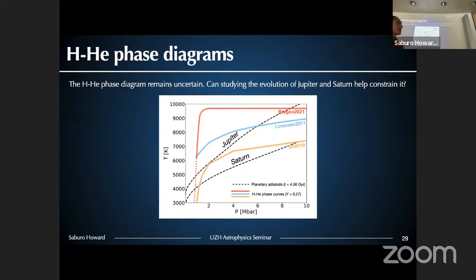So what I did next is to run those evolution calculations of both Jupiter and Saturn and couple those evolution calculations with those 3 existing phase diagrams. But because they are very uncertain, we allowed for some shift in temperature on those phase curves to see if we can constrain this phase diagram by studying the evolution of both Jupiter and Saturn.